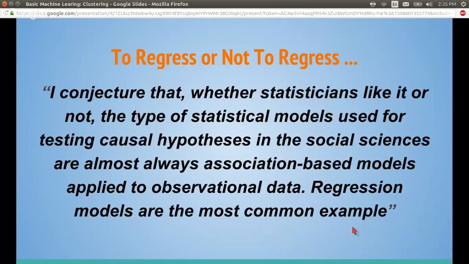Okay, so he talks here about, if you look at the end, he talks about regression models being the most common example.